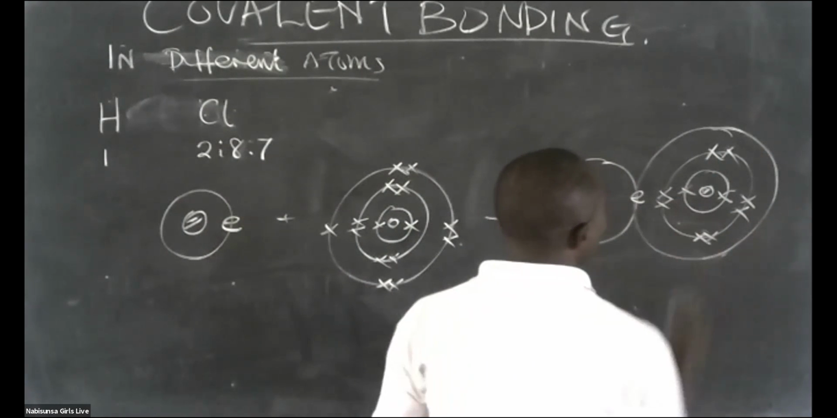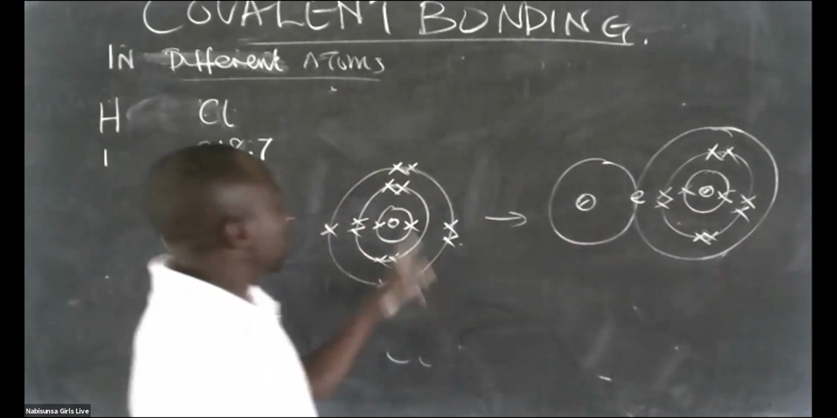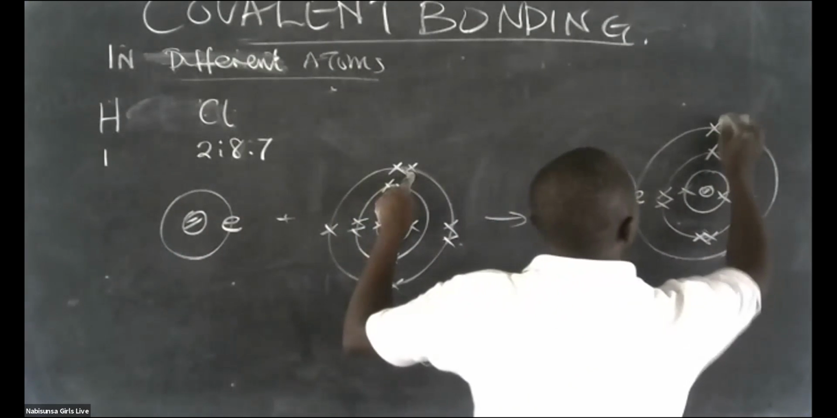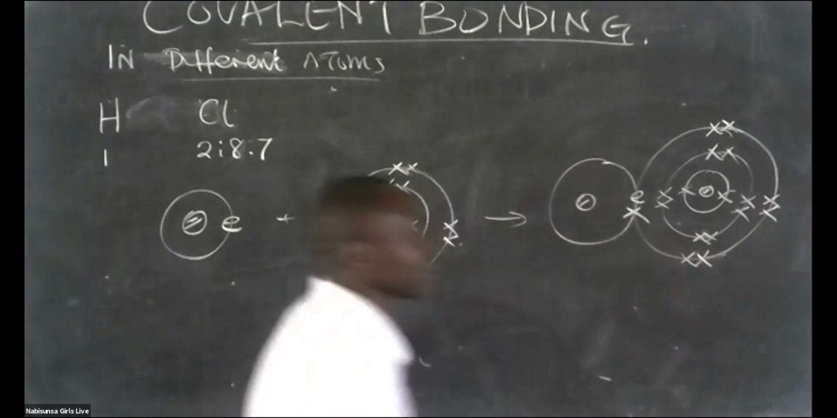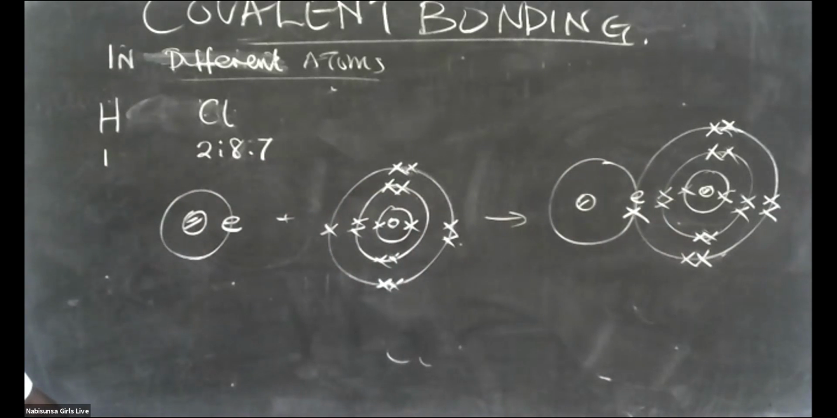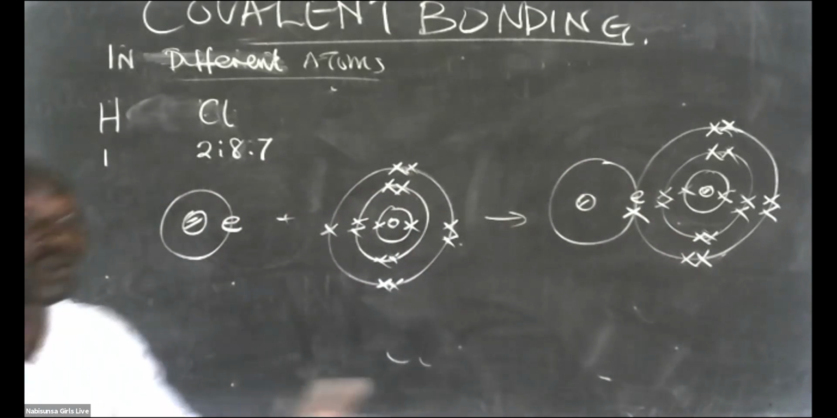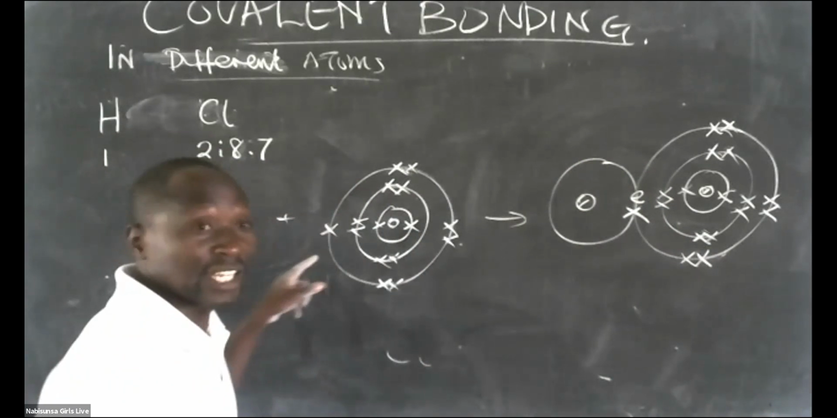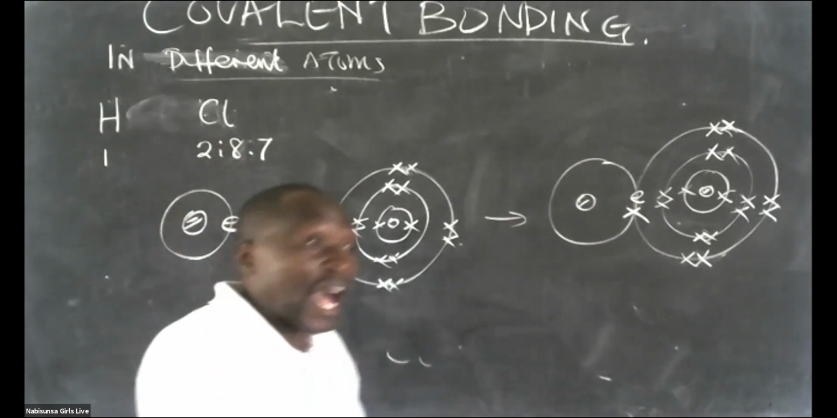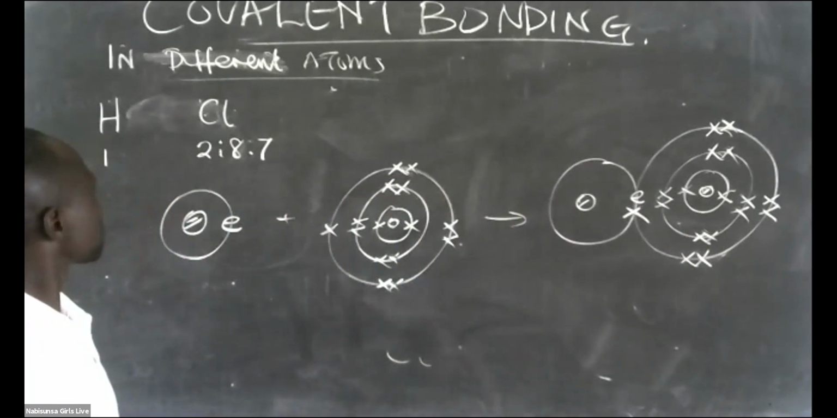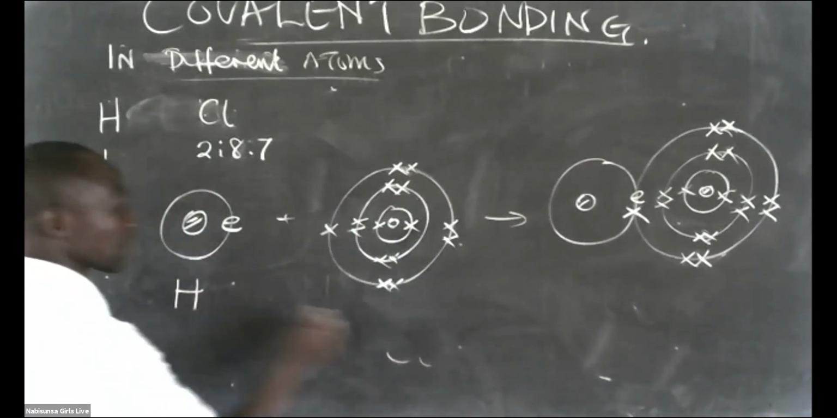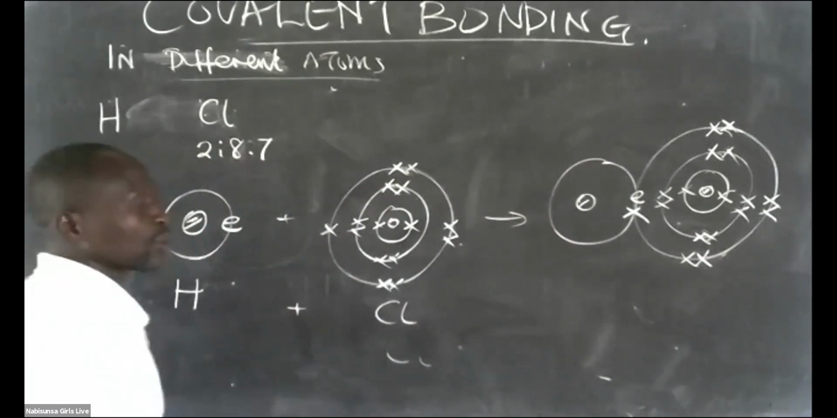So where are the 7 electrons? I have these 2 X's, we have these 2, I have these 2, and I now have that. So how many electrons are being shared here? 2. It is contributing 1, but the atoms are not similar. Hydrogen and chlorine are different. So this is hydrogen, this is chlorine. So what have we obtained?